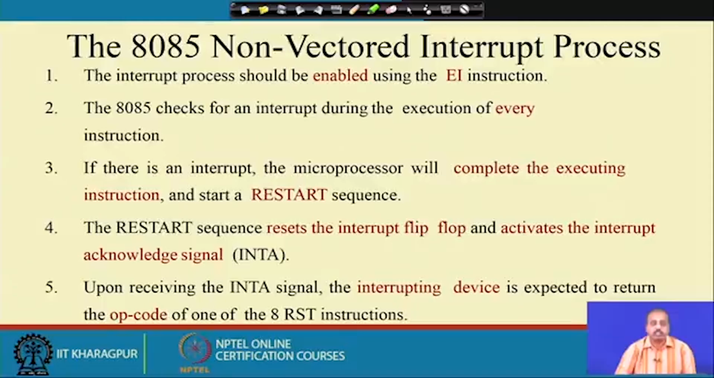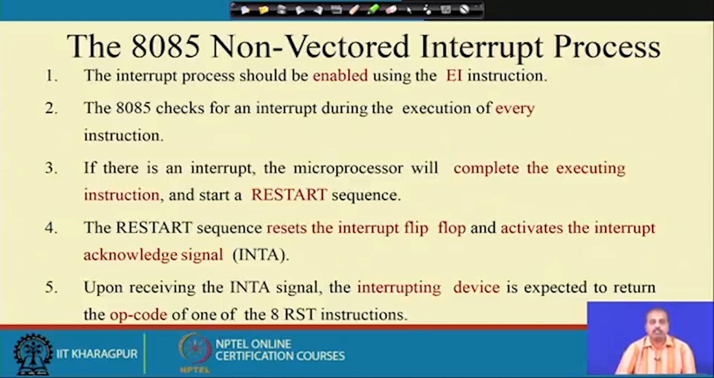First of all, the process should be enabled using the enable interrupt instruction. If this enable interrupt is not executed by the processor, then the processor will not be able to receive any of the interrupts. In fact, when the processor is reset, all the interrupts are enabled, but for the purpose of different programs, it may so happen that the interrupts have been disabled through the DI instruction. If this EI is not done, then the interrupt will not reach the processor. So, the first thing to ensure is that the interrupts are enabled using the EI instruction.